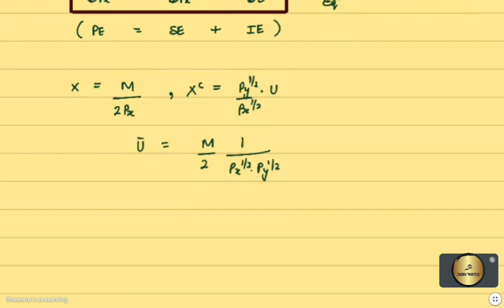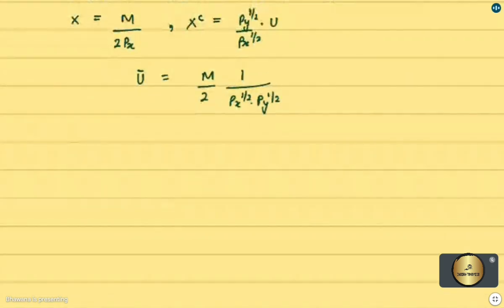Okay, so for deriving price effect, we have to take the partial derivative of this x with respect to price of x. So take the partial derivative of x with respect to price of x. So as we know, we have to differentiate this particular term with respect to price of x.